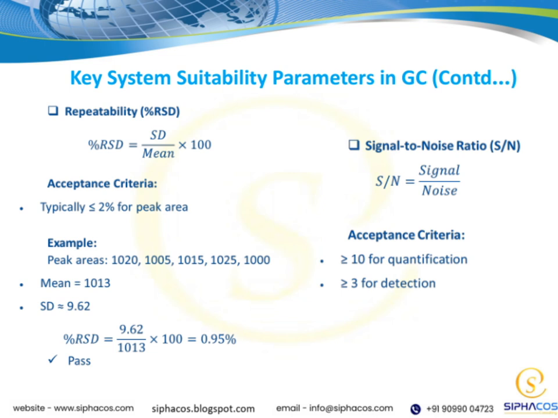All these parameters, sensitivity, resolution, repeatability, and stability, are interconnected. They collectively ensure that our GC system produces reliable, accurate, and reproducible results, which is fundamental for making sound analytical decisions. Remember, regularly evaluating these parameters helps us maintain confidence in our analyses and troubleshoot any issues that may arise.